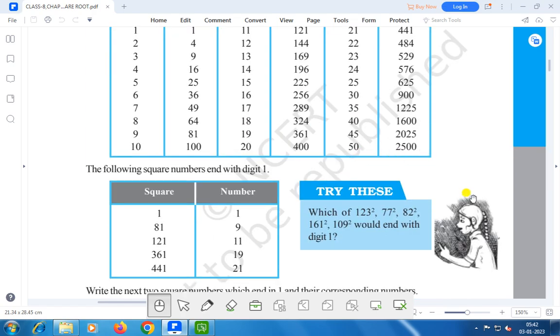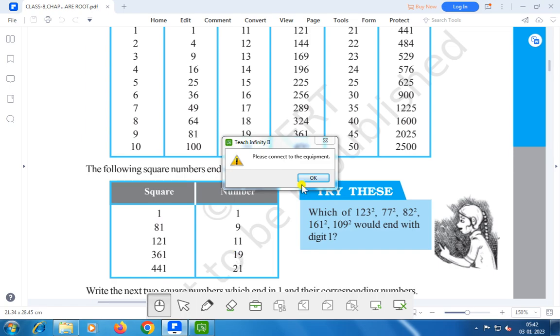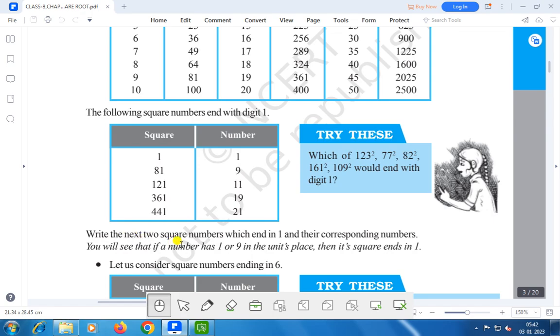The following square numbers end with digit 1: 1, 81, 121, 361, 441. That is, 1 square is 1, 9 square 81, 11 square 121, 19 square 361, 21 square 441. Write the next two square numbers which end in 1 and their corresponding numbers. You will see that if a number has 1 or 9 in the units place, then its square ends with 1.